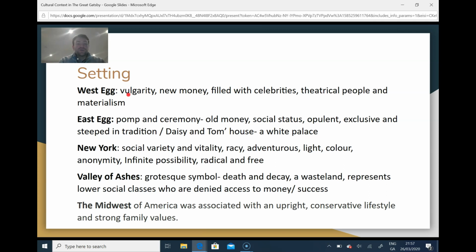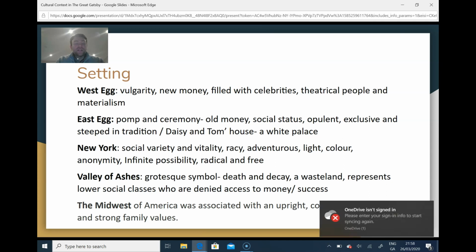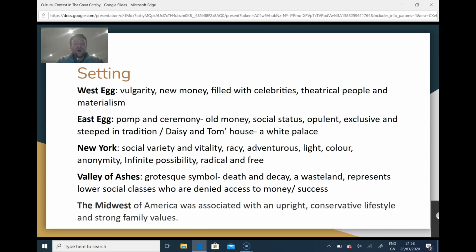Look at the words that are associated with West Egg. Vulgarity, new money, filled with celebrities, theatrical people, and materialism. Gatsby is guilty of materialism. He wants to acquire as much wealth and show his wealth in order to woo Daisy. In the world they live in, he thinks that in order to win the heart of a woman, he must have money, he must have houses, he must have fancy cars, all the trappings of wealth he wants to show.